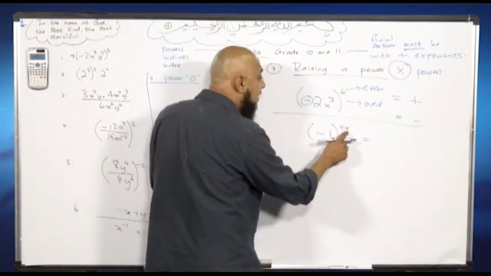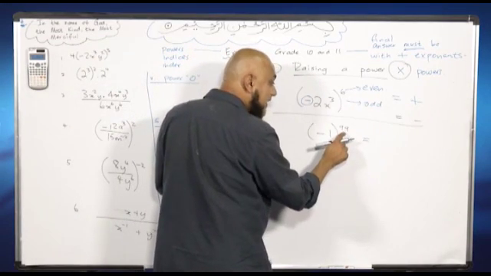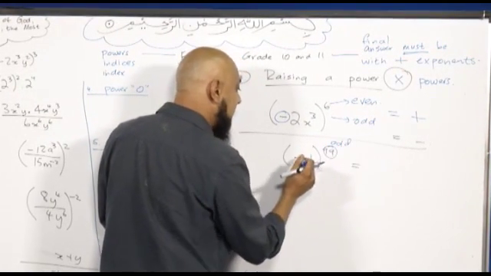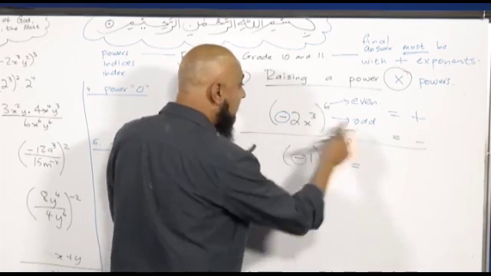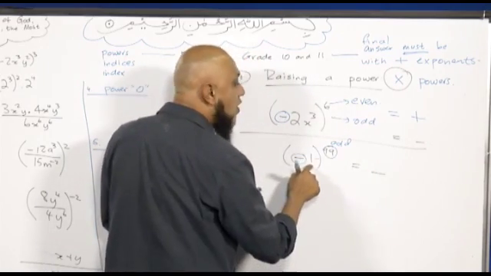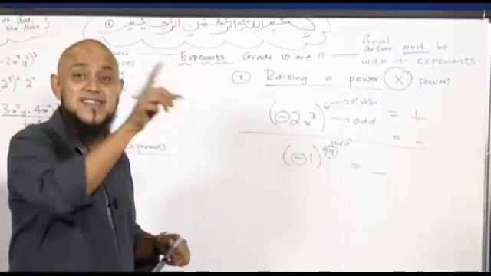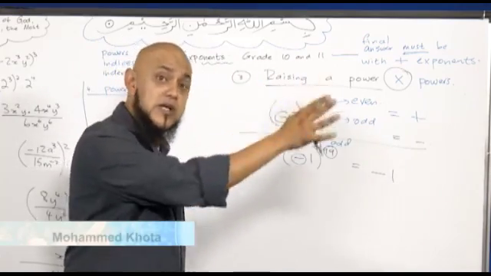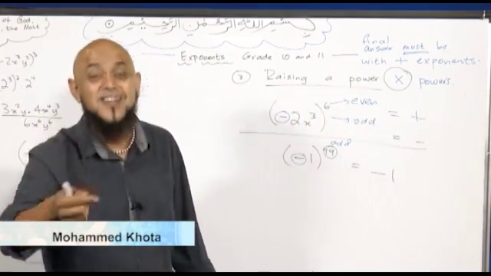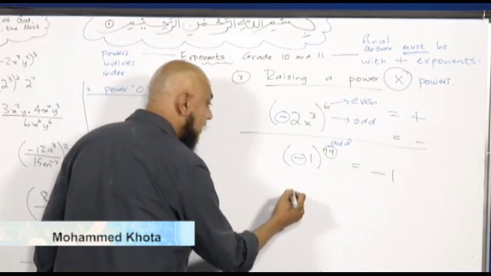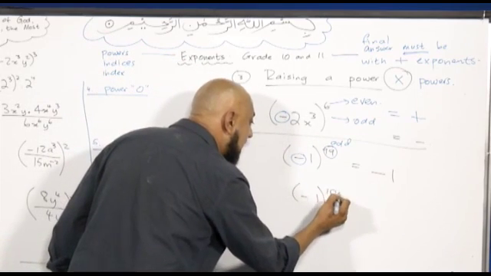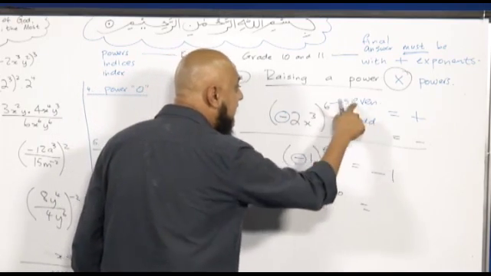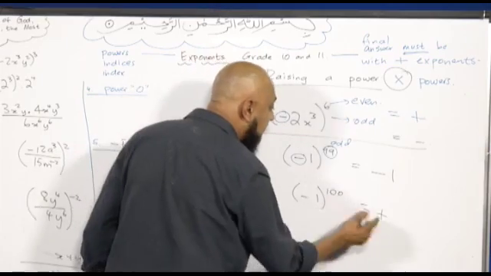So negative to an odd power: the number 99 is odd. So a negative base to an odd power is negative, so your answer is minus. And 1 times itself 99 times is still 1, not 99. So the answer is minus 1. If I told you negative 1 to the power 100, the number 100 is an even number, so negative to an even power is positive, and 1 to the power 100 is 1.